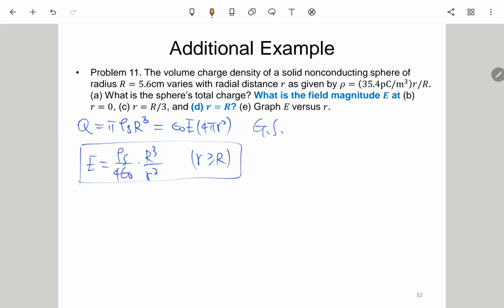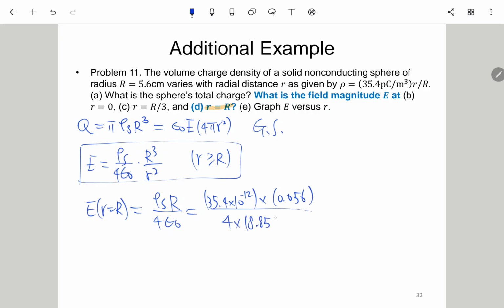So here, if we would like to find r equals capital R, we just substitute r equals capital R. So it will be rho S times R over 4 epsilon naught. And then we can plug in the number: 35.4 times 10 to negative 12, times 0.056, over 4 times 8.85 times 10 to negative 12. So this one will be 5.60 times 10 to negative 2 Newton per Coulomb.